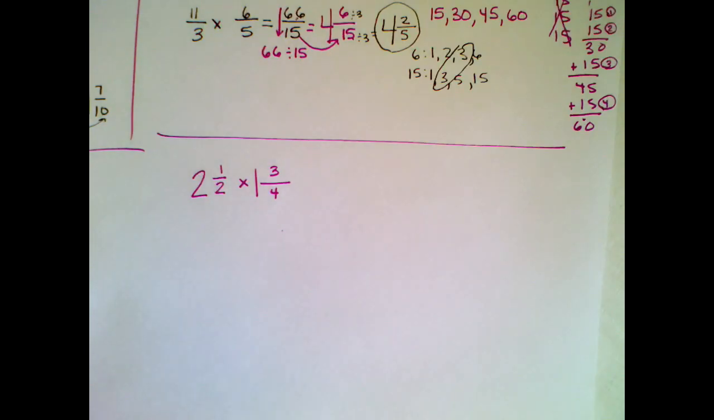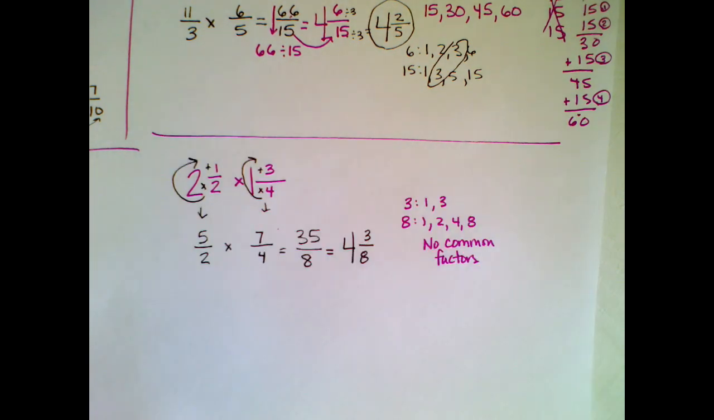All right, write this down. 2 1/2 times 1 3/4 in your notebook. And I would like you to pause me while you work it out and then check in when you're finished. All right, so your final answer for this should be 4 3/8.